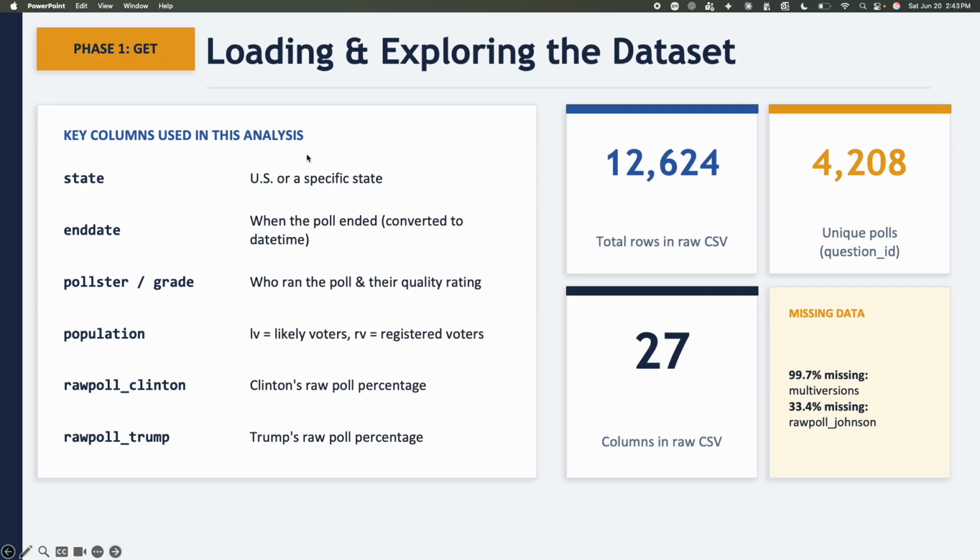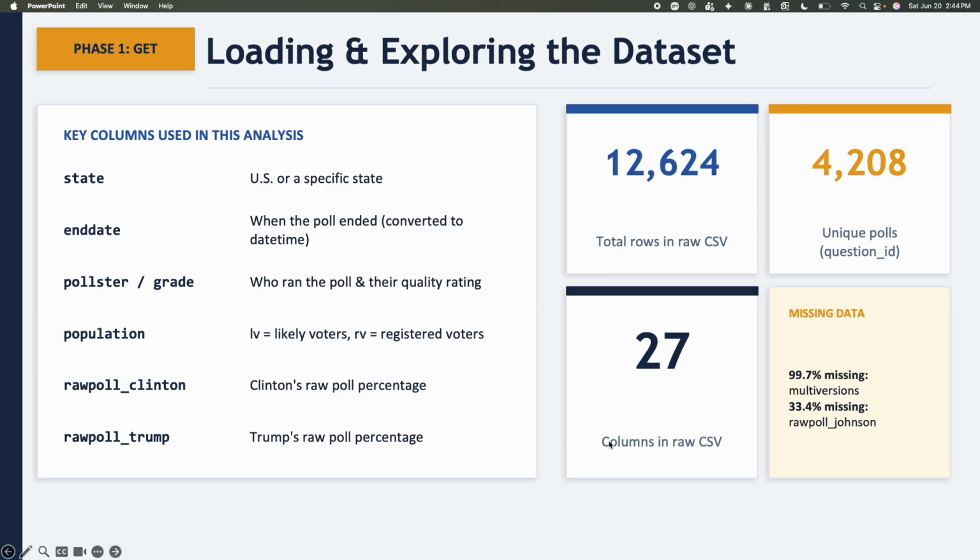Phase 1 is loading the CSV and doing an initial exploration. The raw file had 12,000 rows and 27 columns. Of those 27 columns, only 8 turned out to be relevant: states, the start and end date columns, the pollster's name column, sample size, the population type, and the numbers for Clinton and Trump.